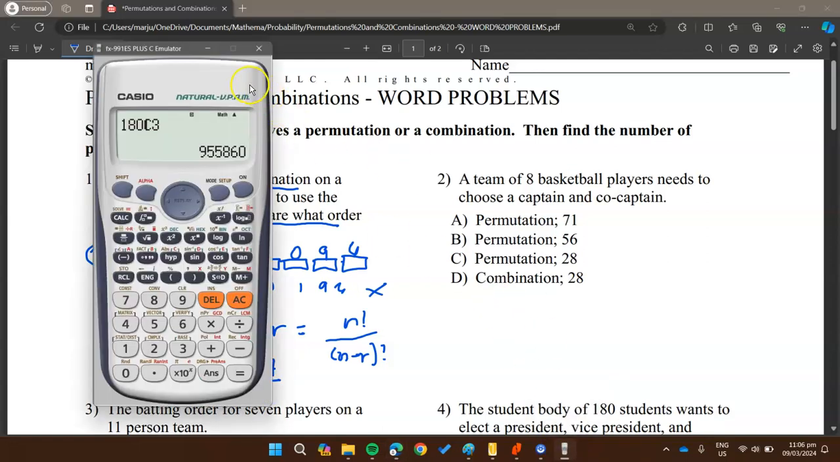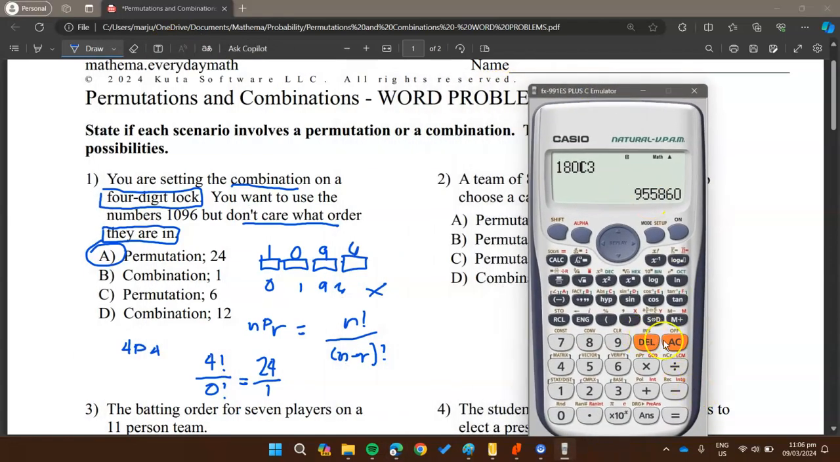So in the calculator, what we can do is again, this is equal to 4 factorial over 0 factorial. And again, that gives us 24. Or you can also do it this way, shift permutation 4. Again, that will give us 24 as the correct answer.